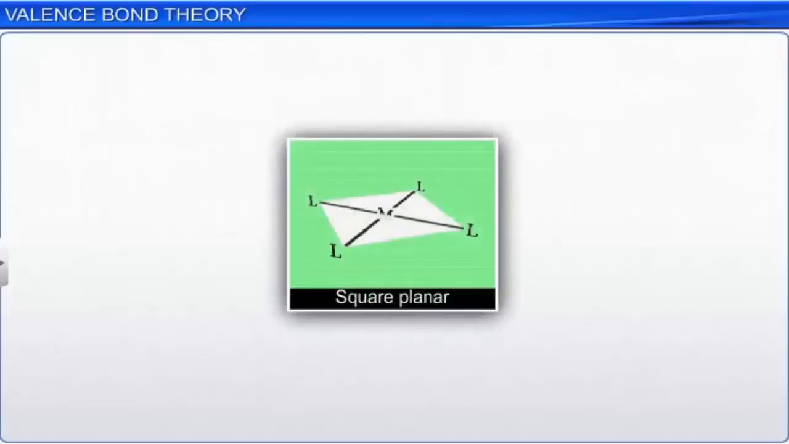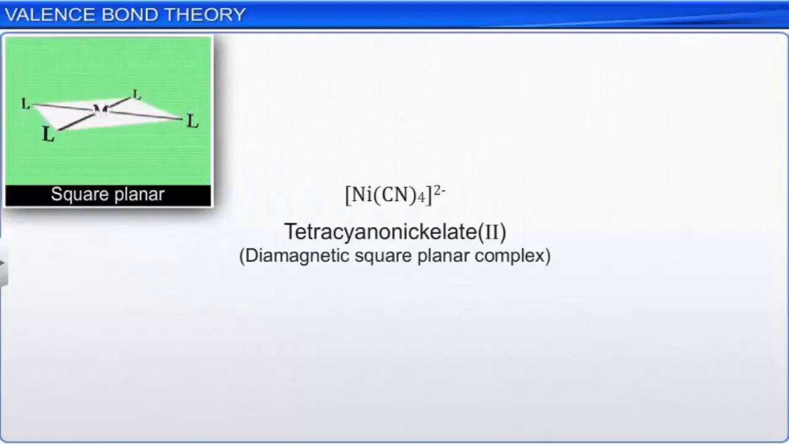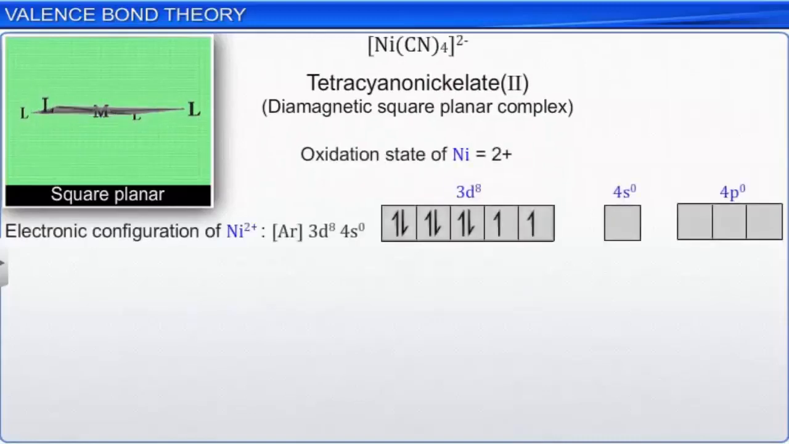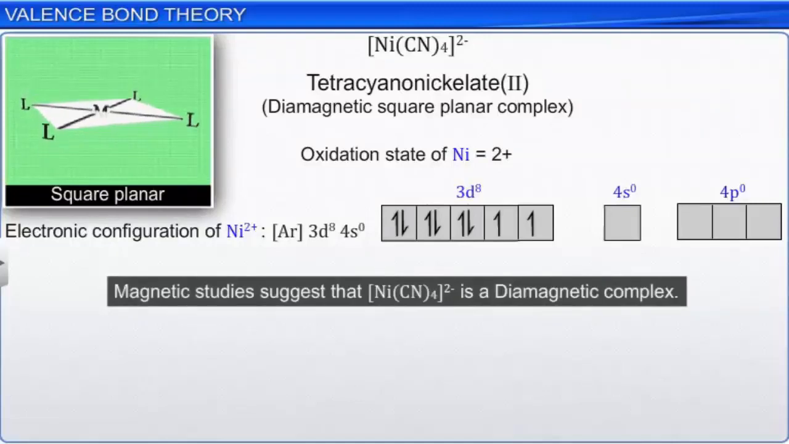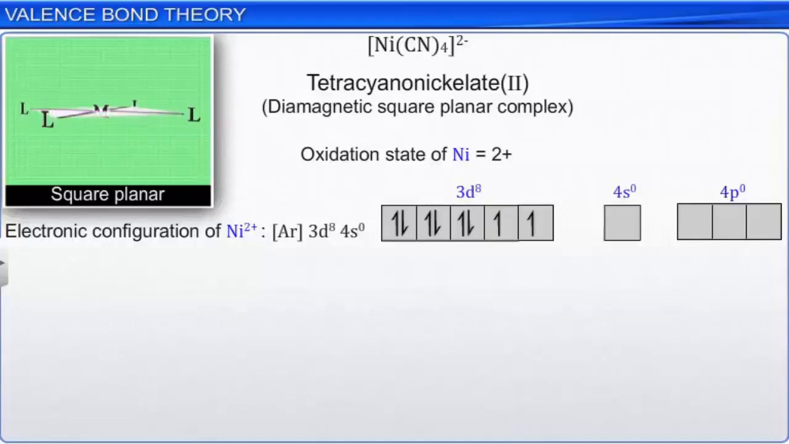Now, let us examine a diamagnetic square planar complex, tetracyanonickelate(II). In this complex, nickel is in the +2 oxidation state and has the electronic configuration of argon 3d8. Magnetic studies suggest this to be a diamagnetic complex. This is possible only when the 2 unpaired electrons in the 3d orbital get paired up.